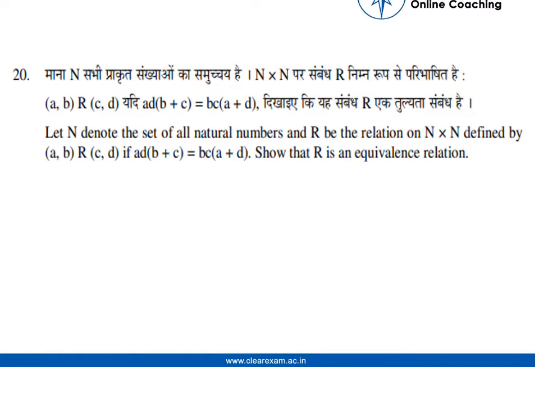Question 20. Let N denote the set of all natural numbers and R be the relation on N cross N defined by (a, b) related to (c, d) if ad(b + c) = bc(a + d). Show that R is an equivalence relation.